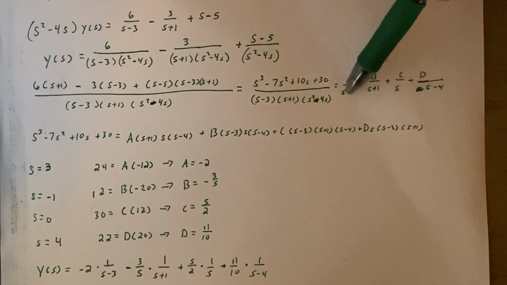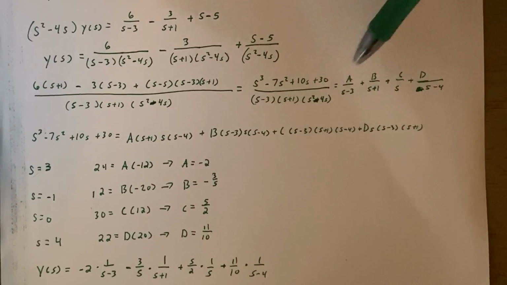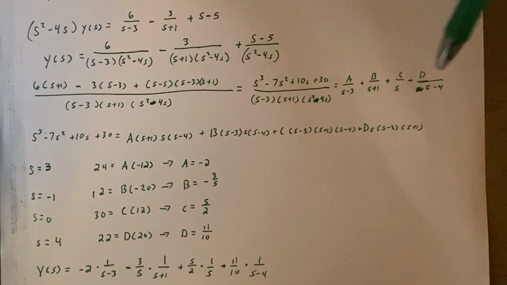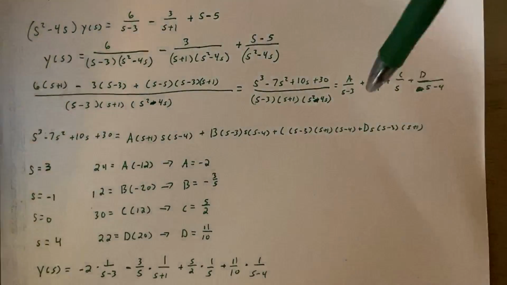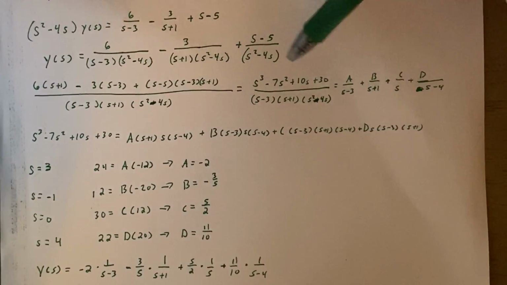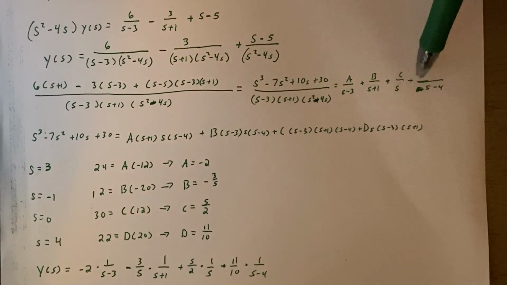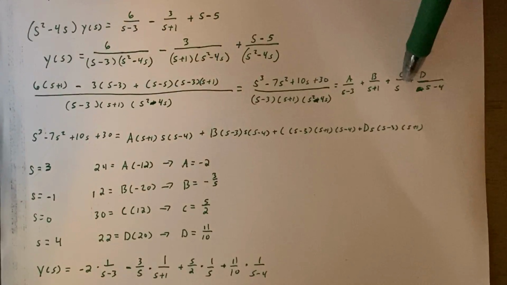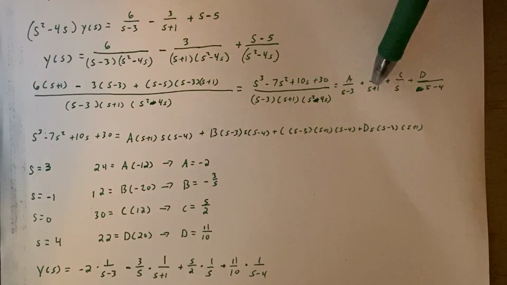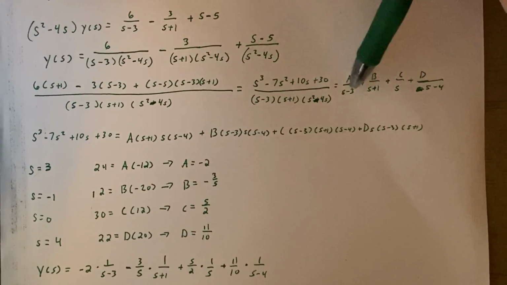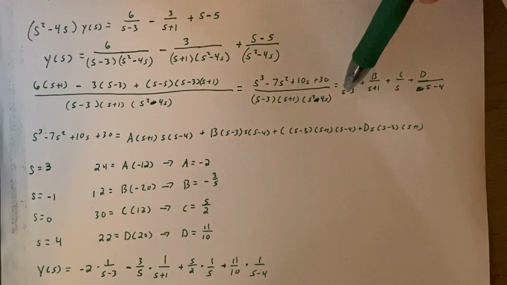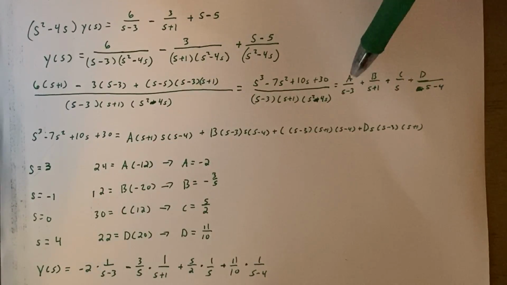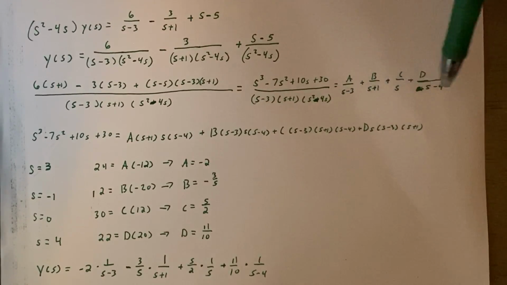So those are my 4 factors. They each have a fraction, and the numerators are going to be a, b, c, and d. What we need to do is solve for a, b, c, and d. So in order for the left-hand side to look like the right-hand side, I need to have a common denominator for all of my fractions. And so what this a needs in the denominator is s plus 1 and s and s minus 4.